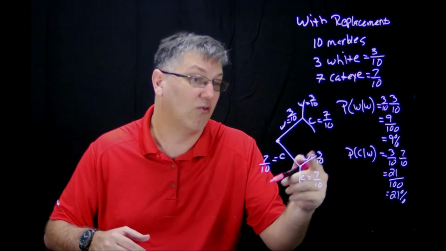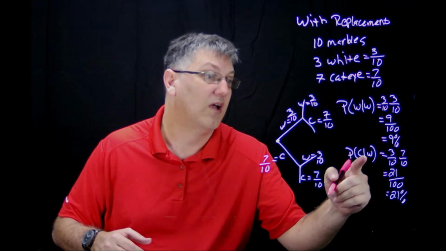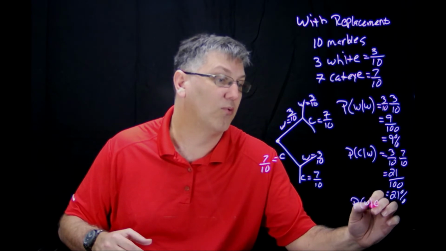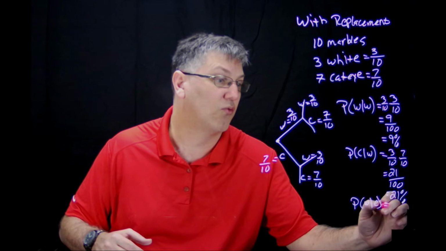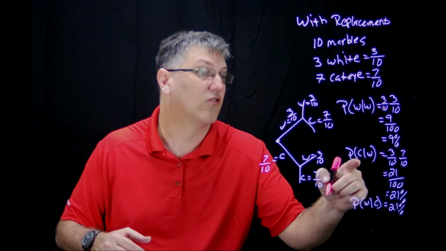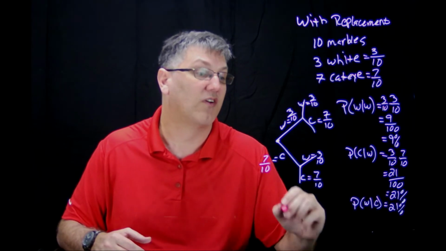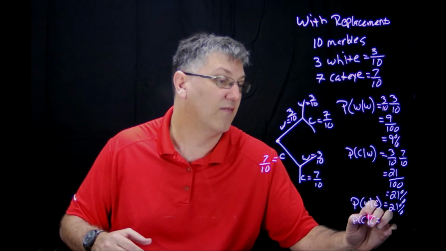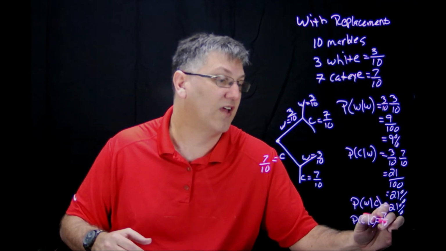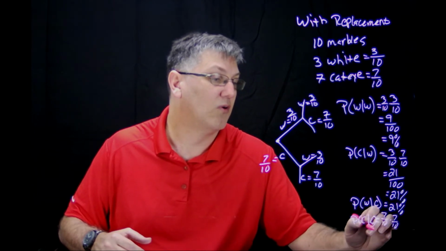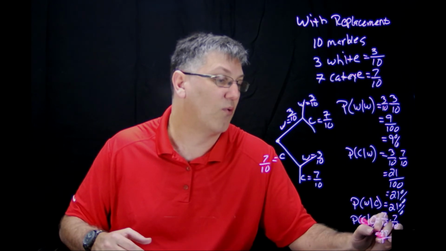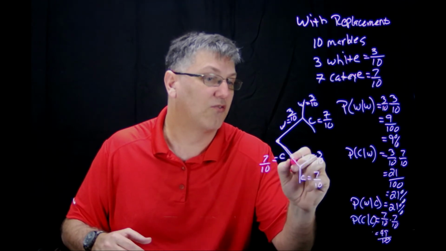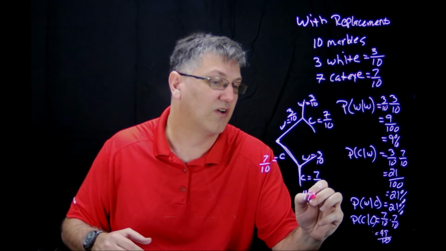And if we go from here, cat eye and the white marble, this notation is probability of getting a white marble after you pull a cat eye. That's actually also going to be 21% of the time. It's really the same math as here. And the probability of a cat eye and a cat eye, so probability of pulling a cat eye after a cat eye. This is going to be 7 out of 10 times 7 out of 10, which is going to give me 49 out of 100, which then becomes 49%. So this branch right here, we're going to say is 49% of the time.